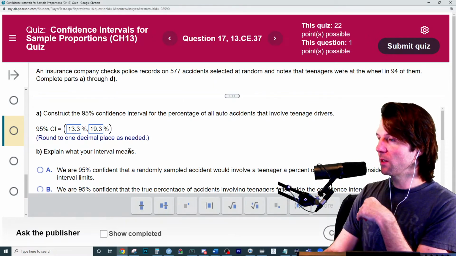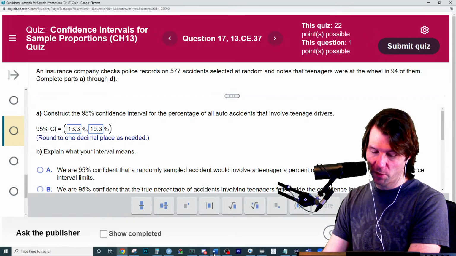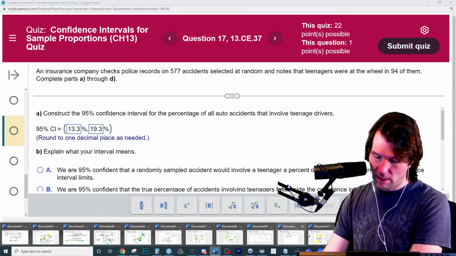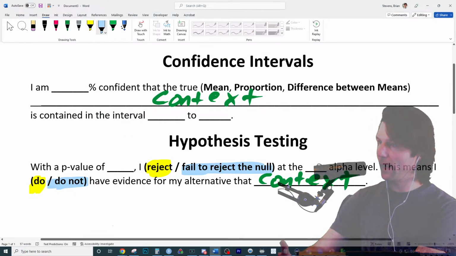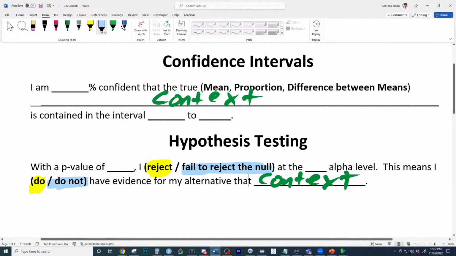Explain what this means. Now, what do you need to know how to do for the test? So if you're watching this question for the test, this is super important. And we wrote this down today in class. So this is huge right here.